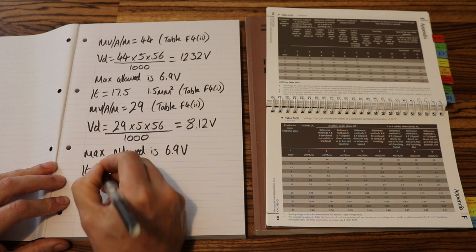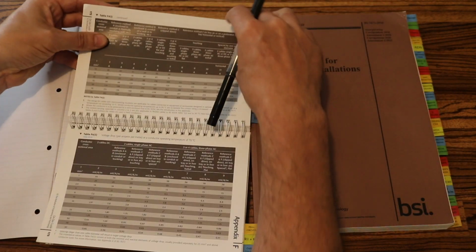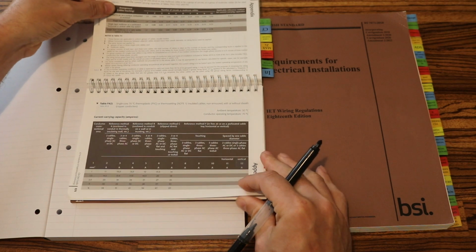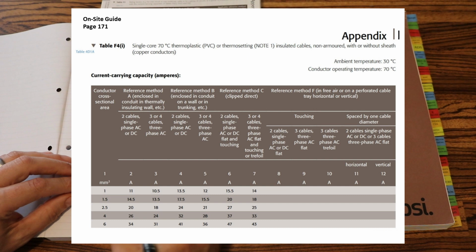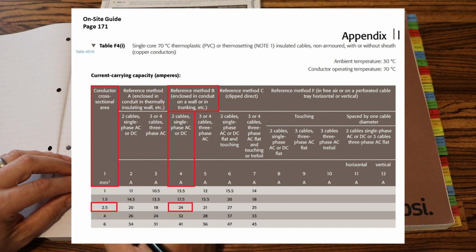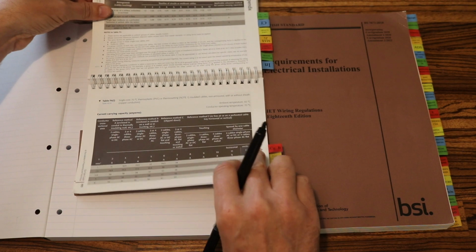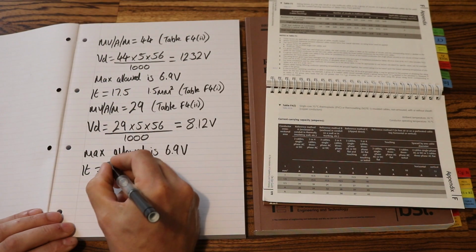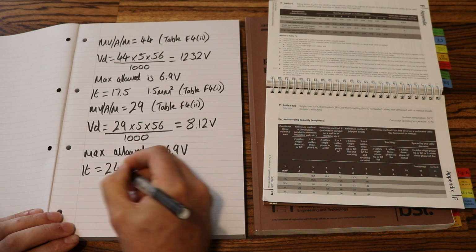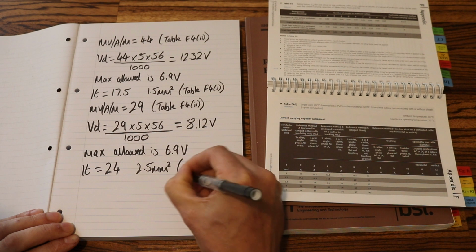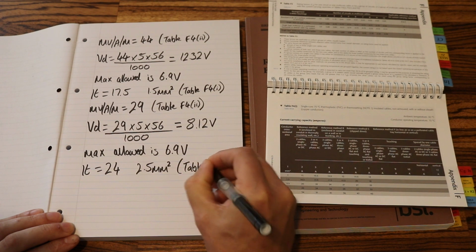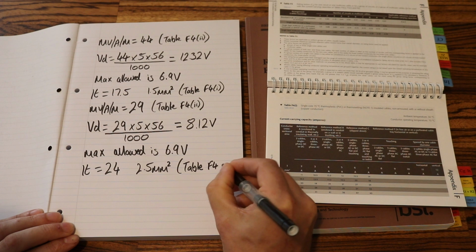So back to IT, back to my IT table, and we go the next cable up. Now we will just keep on doing this until our volt drop works. So my next cable size up is 2.5. Sticking in column 4, my IT is 24. Jot that down. IT 24, 2.5mm cable, table F4I.